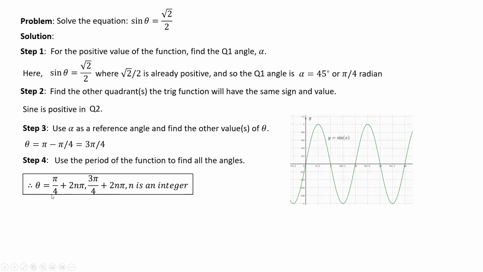If somebody asks you to list a few of these, you could say pi over 4, comma, add 2 pi to pi over 4. What do you get? 9 pi over 4. Add 2 pi again to that 9 pi over 4, and you get what? 17 pi over 4, right? Something like that. So you can do that. Similarly, do the same thing for 3 pi over 4 plus 2n pi.